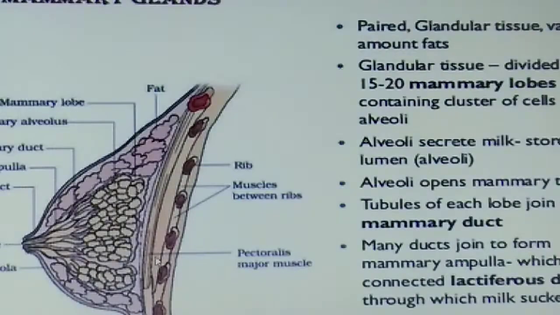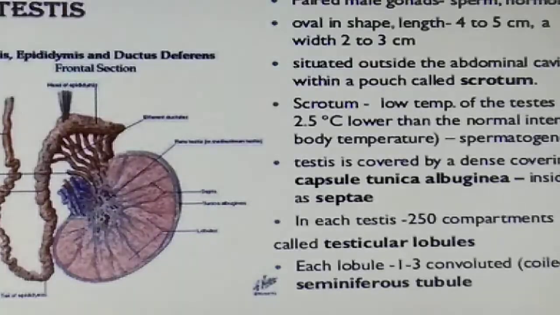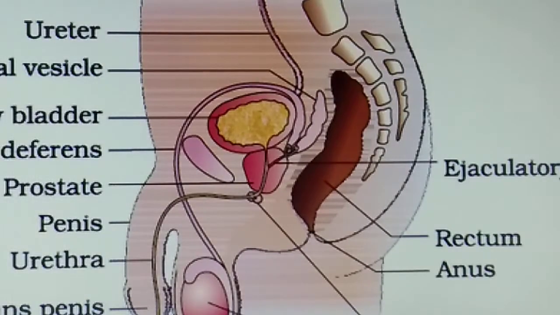This one is the last, students. See, this one is the prostate, you can see the large red-like structure is prostate, then this is seminal vesicle, and this is bulbourethral.